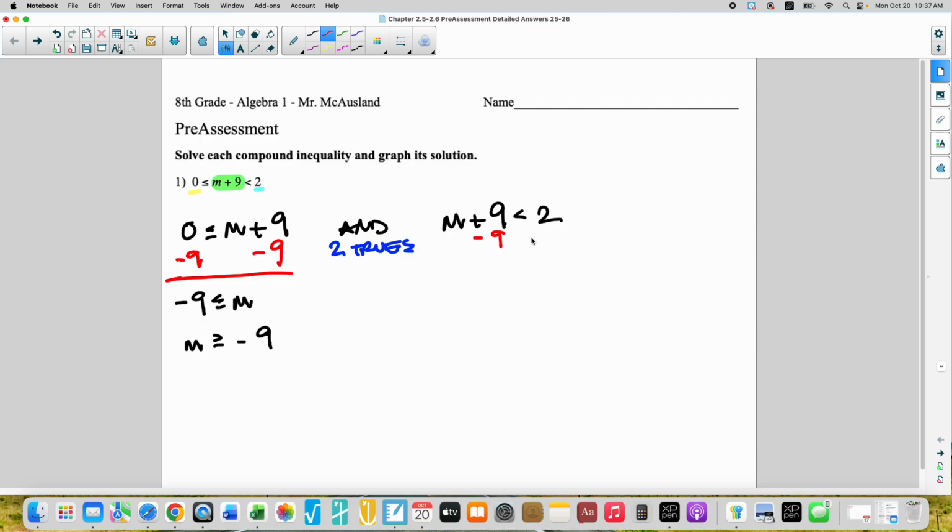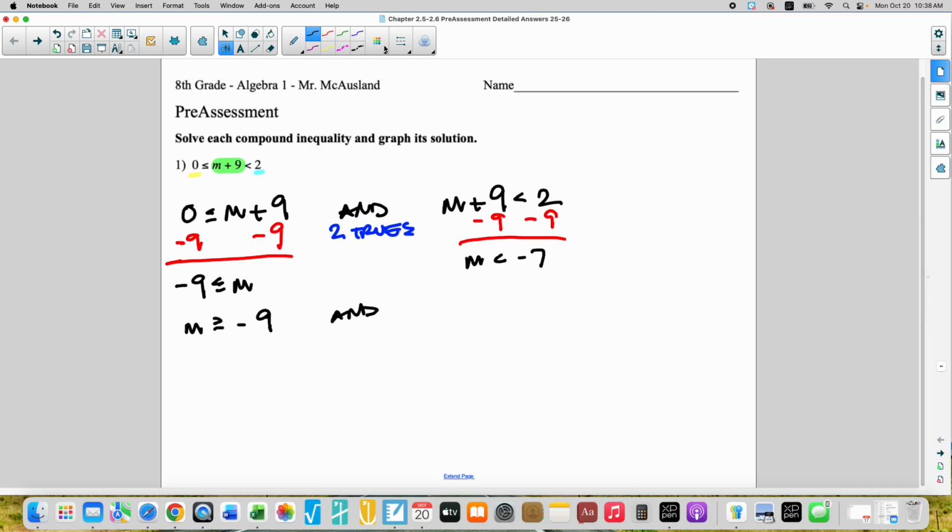We're going to subtract 9, leaving me with m is less than negative 7. So here are my two statements, and I need to see which I need to graph. Let's make a graph. This is my intermediate graph. We have negative 9, negative 7, and 0. And I'll draw this one in green. This is a closed circle over negative 9, and it's going to go greater than.